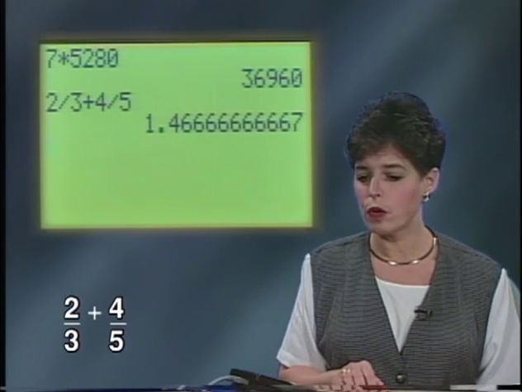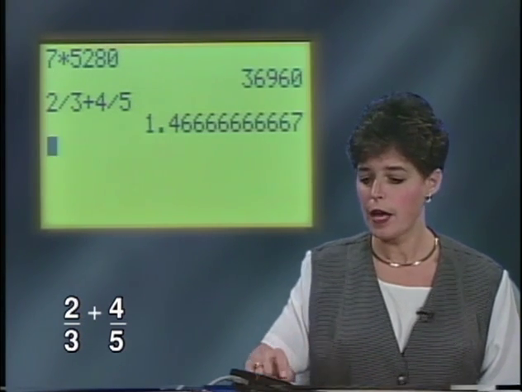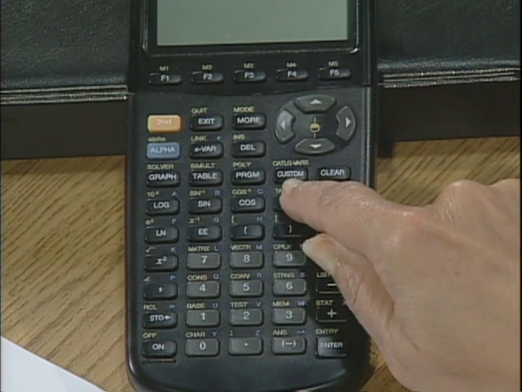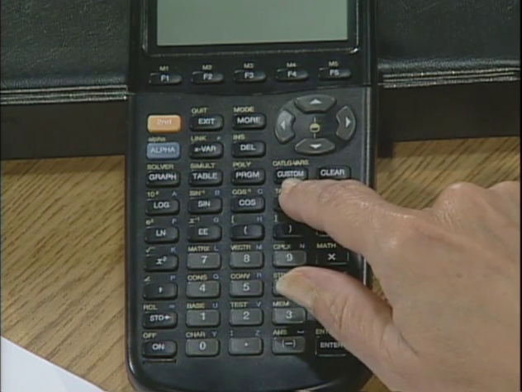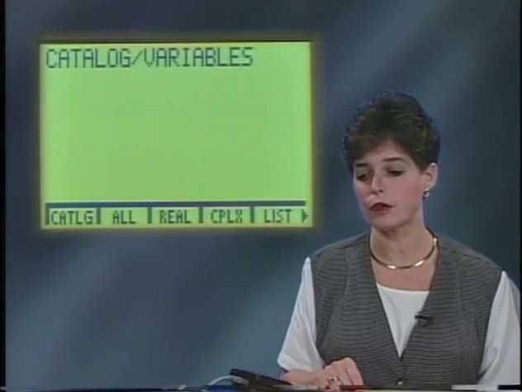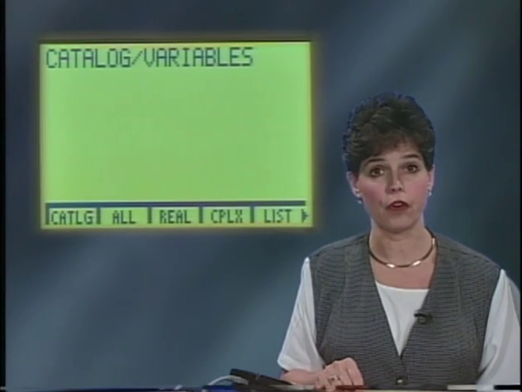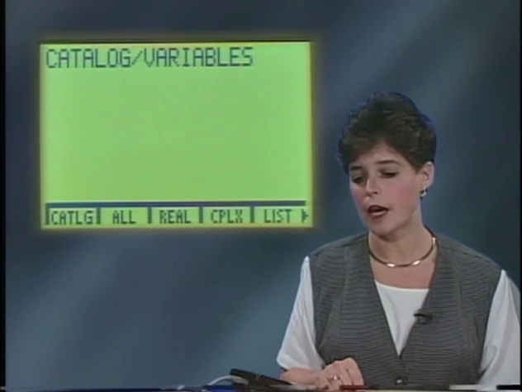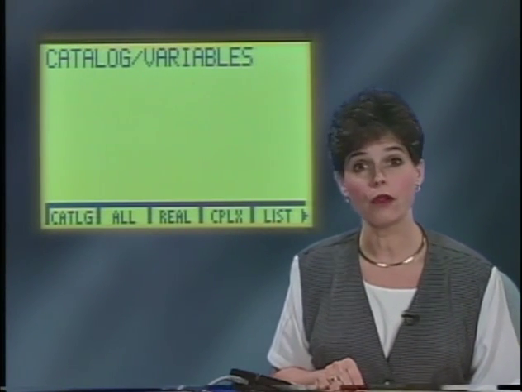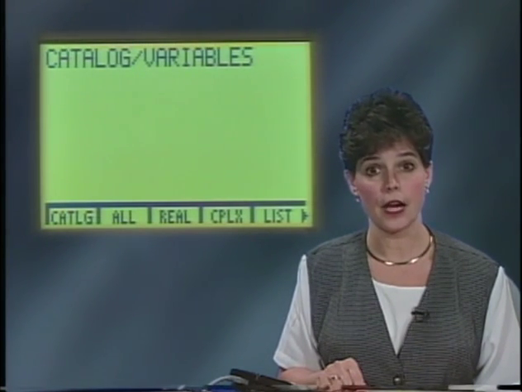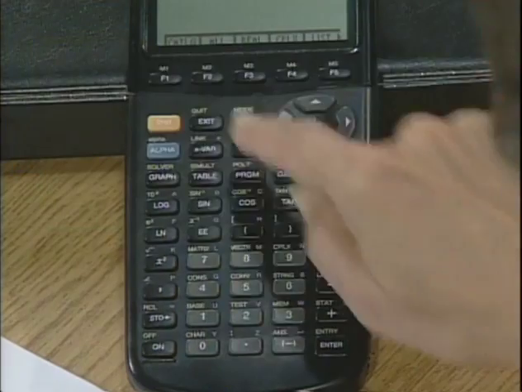We're going to clear the screen at this time and go into the catalog. Catalog is located right here, written in yellow, up above the key that says Custom. So since it's written in yellow, we're going to go second, hit that Custom key, and you see on your screen, you've got Catalog/Variables. Now down at the bottom of my display, I see Catalog, All, and several other things written. What I'm interested in is Catalog. So in order to access Catalog, I'm going to press the F1 key.